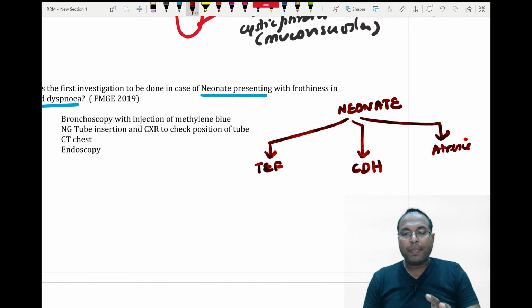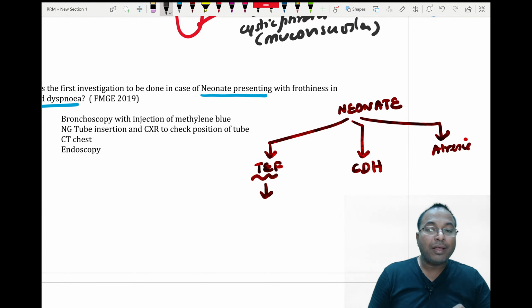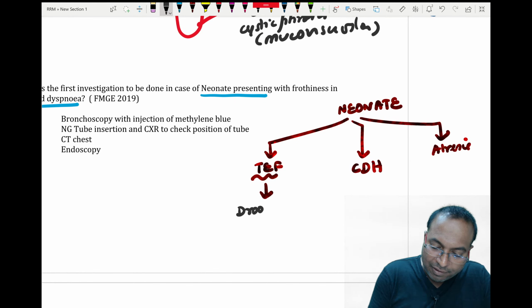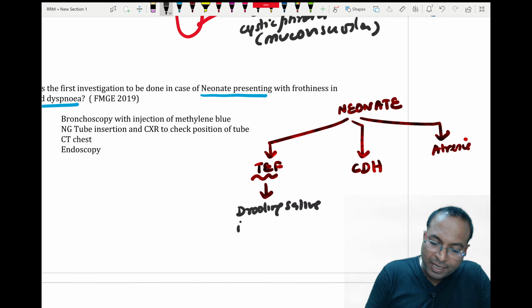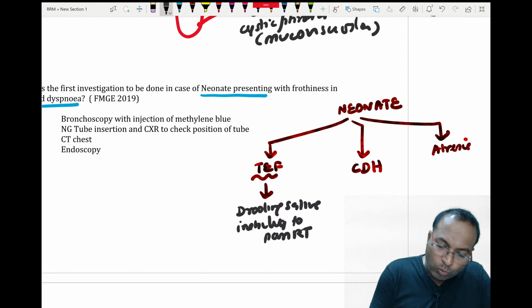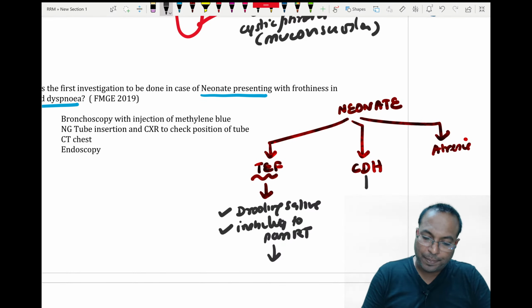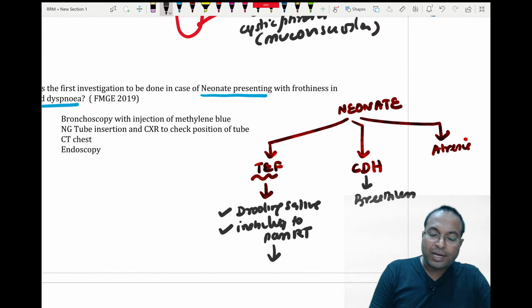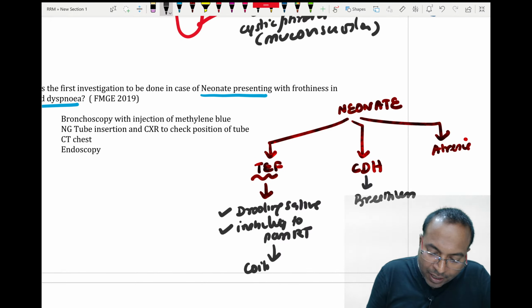A newborn baby can present with tracheoesophageal fistula. There is an atresia of the esophagus, so they will have drooling of saliva. The clinical question will be a newborn baby with drooling of saliva and inability to pass a Ryle's tube. What is your diagnosis? It is congenital tracheoesophageal fistula. The baby has breathlessness, and when you pass the Ryle's tube through the nose, it will come out through the mouth. That is known as coiling of the Ryle's tube.